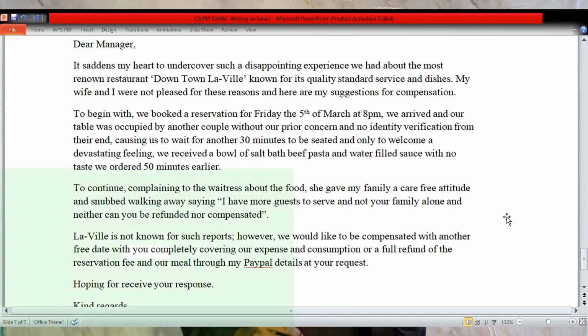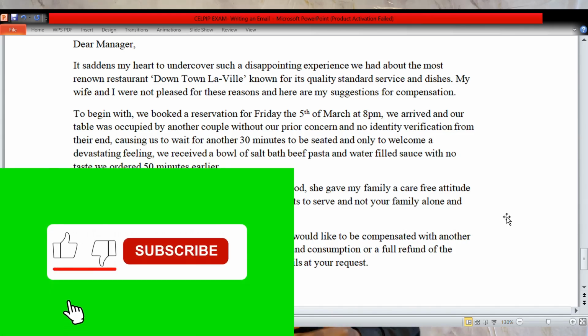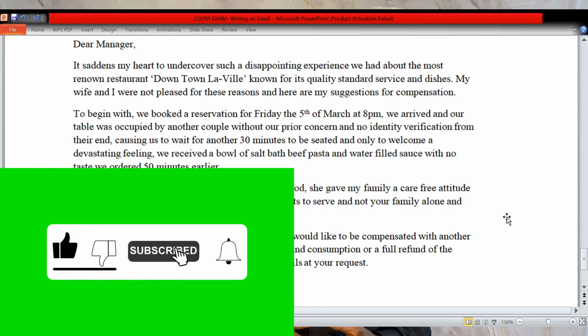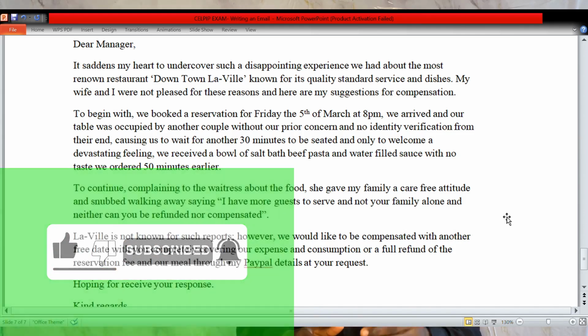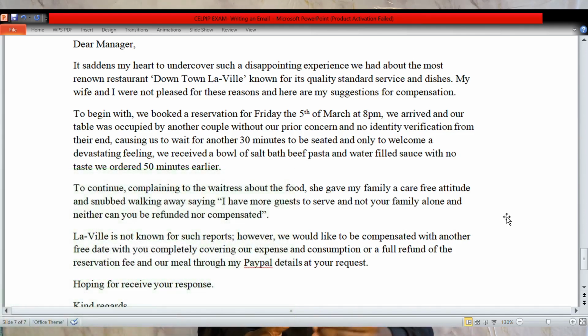Follow these instructions and you will be just fine. To begin with, we booked a reservation for Friday the 5th of March at 8 p.m. We arrived and our table was occupied by another couple without our prior consent and no identity verification from their end, causing us to wait another 30 minutes to be seated, only to welcome a devastating feeling. We received a bowl of salt-bathed beef pasta and water-filled sauce with no taste, which we ordered 50 minutes earlier.